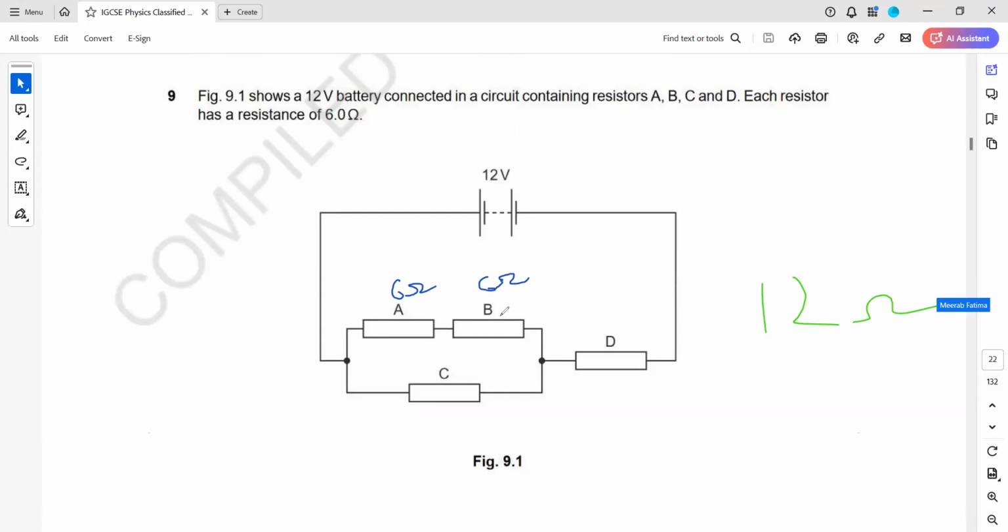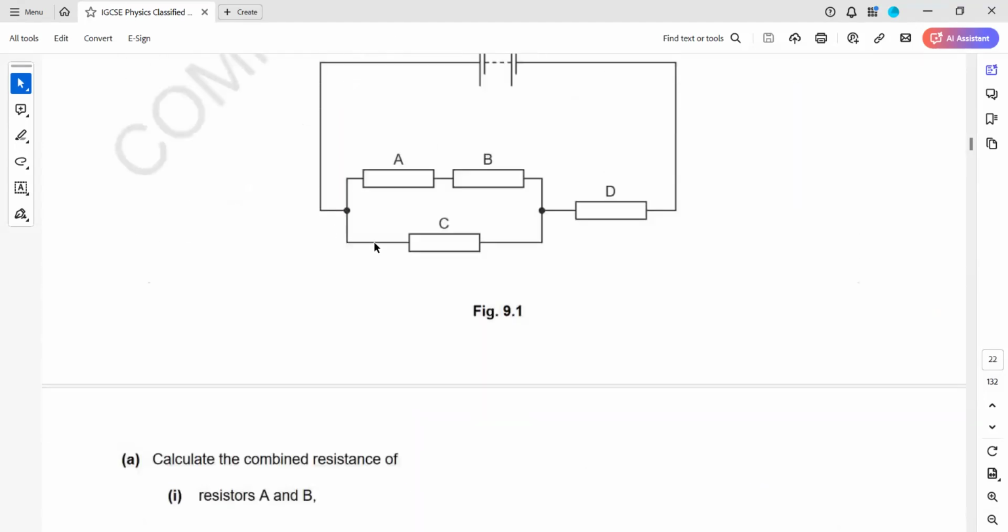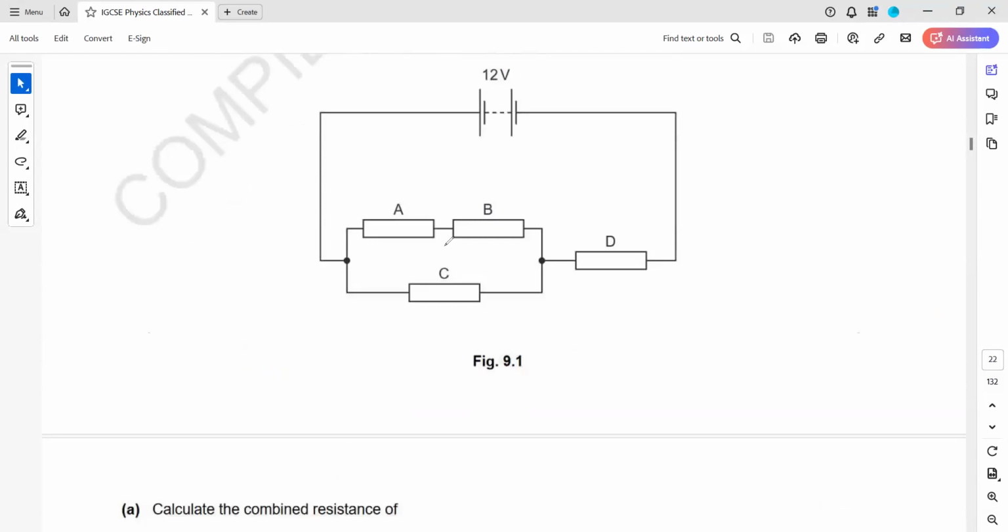Just add them because they're in series. So when they're in series, we simply add. So it will be 12. Then what is the combined resistance? The next is the combination of ABC. So this is 12 and this one is 6. These two collectively are 12 and the other one is 6. What is the combined resistance?